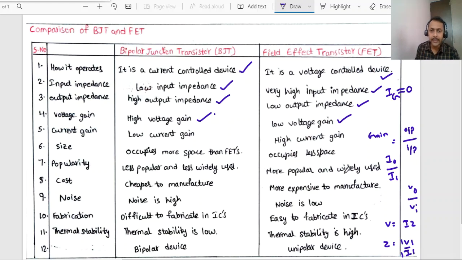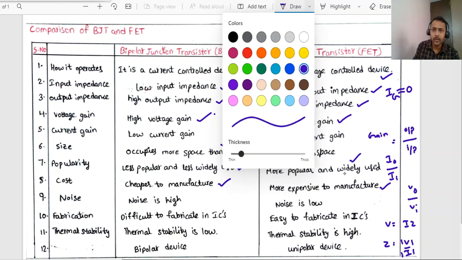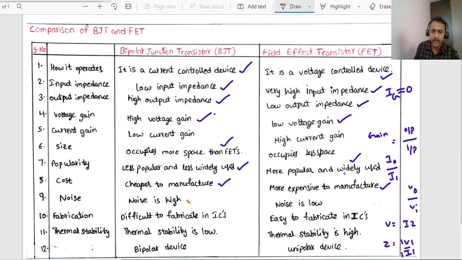Coming to the size, the BJT occupies more space compared to the FET, and popularity-wise, BJT transistors are less popular and less widely used nowadays, but FET is more popular and widely used. And cost-wise, of course, BJT is cheaper, FET is expensive. Noise, any disturbance, noise is high, right?